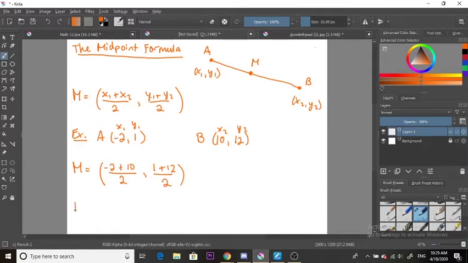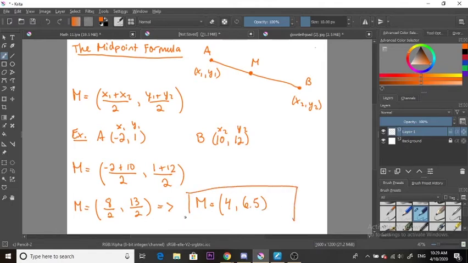So let's take a look at this here. -2 plus 10 will give me +8. And then 1 plus 12 will give me 13. And then the last step is to do the division. 8 divided by 2 will give me 4. And then 13 divided by 2 will give me 6.5. And then this is my midpoint.